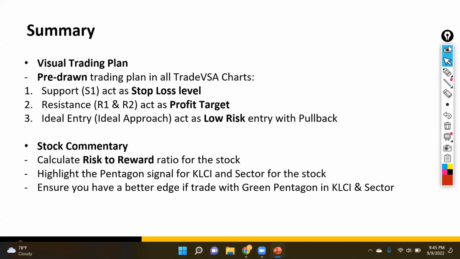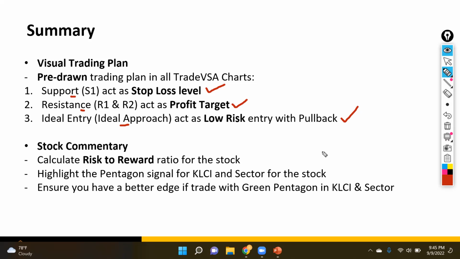For the visual trading plan, we have pre-drawn all the trading plans in all TradeVSA charts. The main 3 levels that we are looking into: first is support 1, the S1, which acts as a support level, the stop loss level. Resistance R1 and R2 serve as profit targets for you. The ideal entry approach provides you a low-risk entry with a potential pullback. So, 3 main things in the visual trading plan, all pre-drawn in the TradeVSA chart.